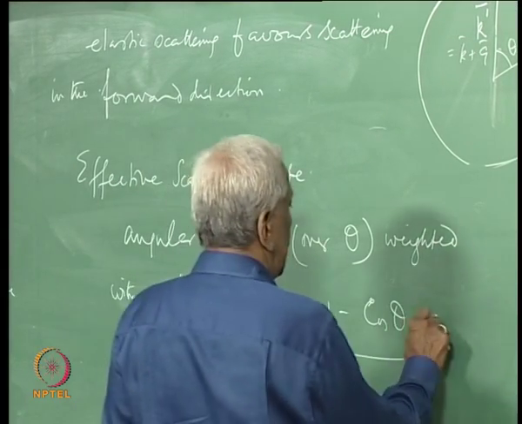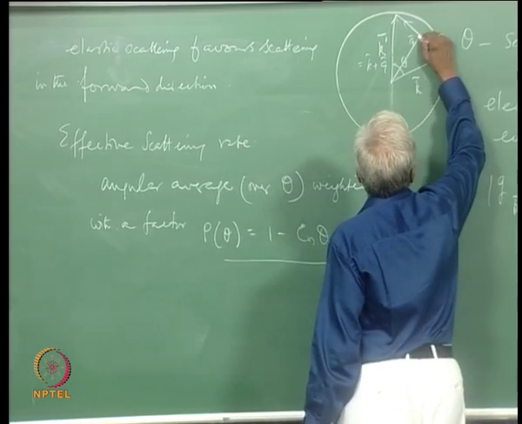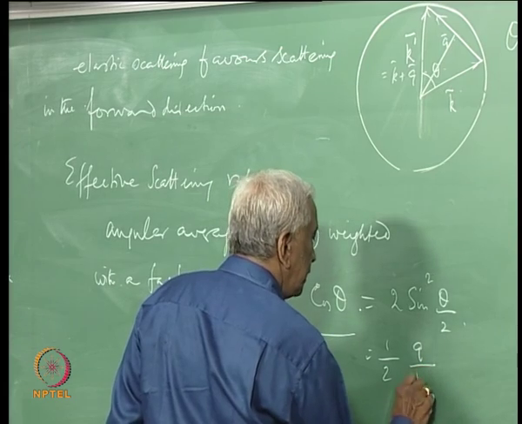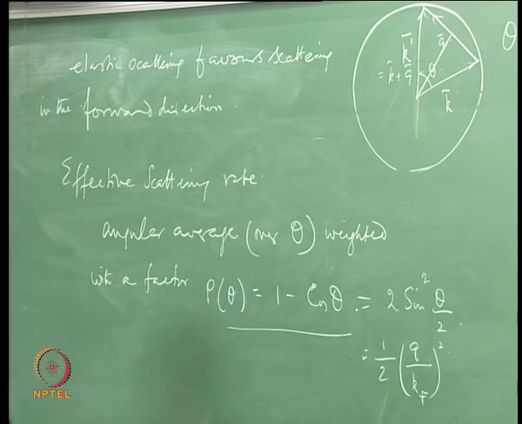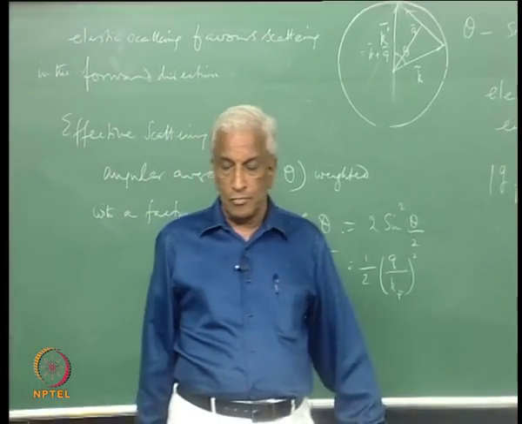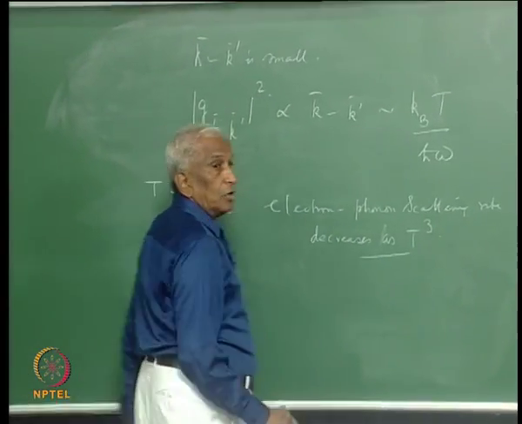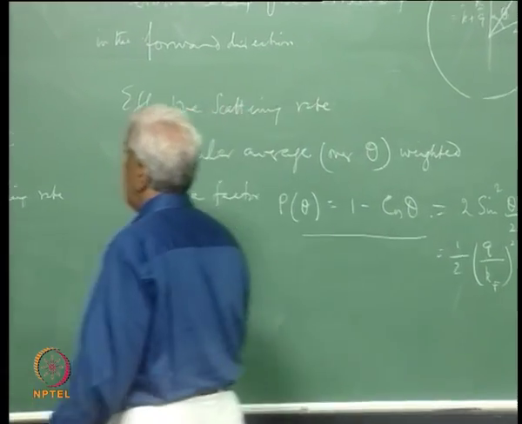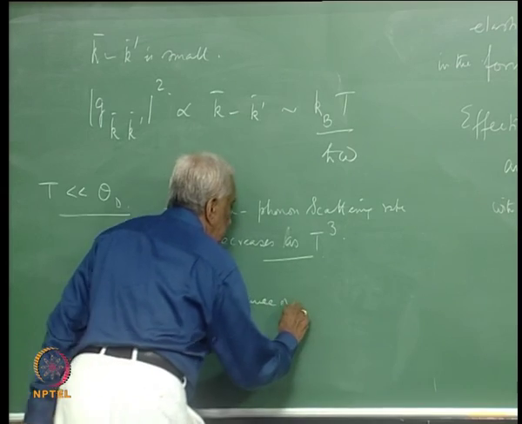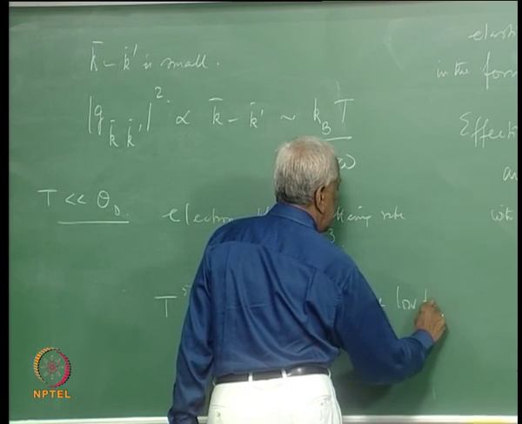And now, this factor p of theta, 1 minus cos theta, is really 2 sin square theta by 2, and you can see this situation here. So, this is really half of q by kF square, where kF is the Fermi wave vector. So, this again gives you a T square dependence. So, that combined with this T cube dependence, the net is a T to the power 5 dependence of the scattering rate and therefore, the resistivity at low temperatures.